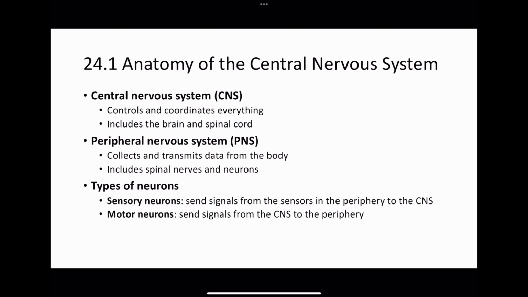The sensory neurons send information from the sensors in the periphery to the CNS. The motor neurons send information from the CNS to the periphery. Each neuron has a cell body and specialized extensions called axons and dendrites. Information is transferred between axons and dendrites through the cell body. Some axons are covered with myelin, which protects the axon and accelerates information transfer.